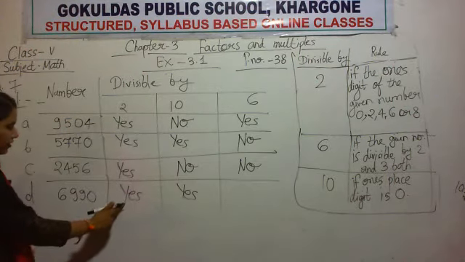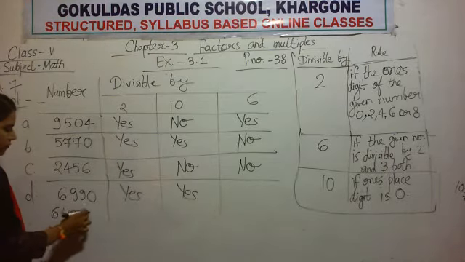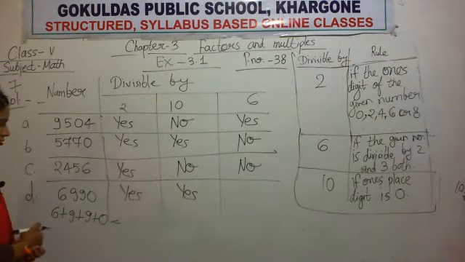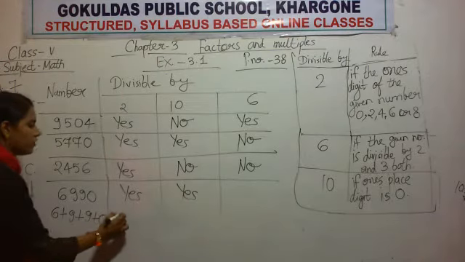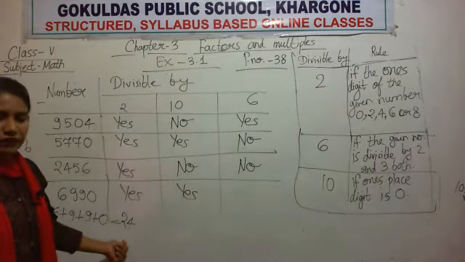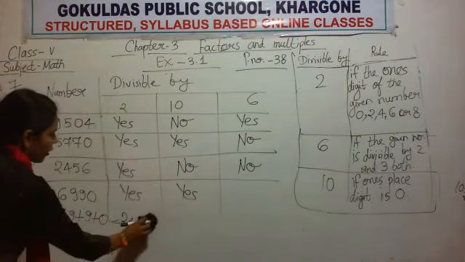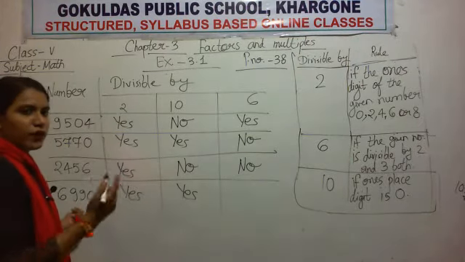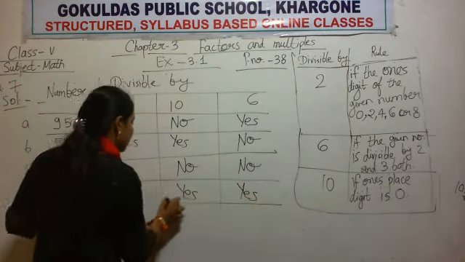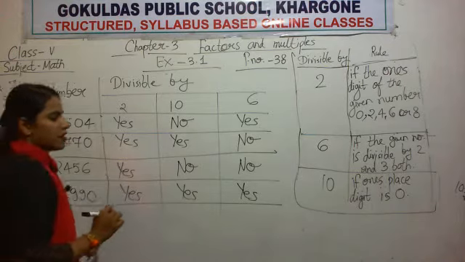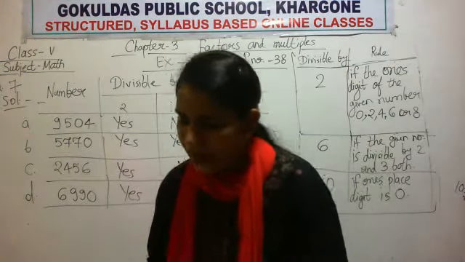We have checked for 2, now check for 3. 6 plus 9 is 15. 15 plus 9 is 24, and 24 is a multiple of 3. So yes, it is divisible by 3 also. This number is divisible by 2 and divisible by 3 also. That is why we conclude that yes, it is divisible by 6 also. So E and F you have to do.